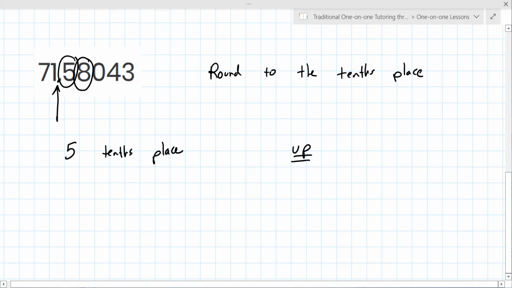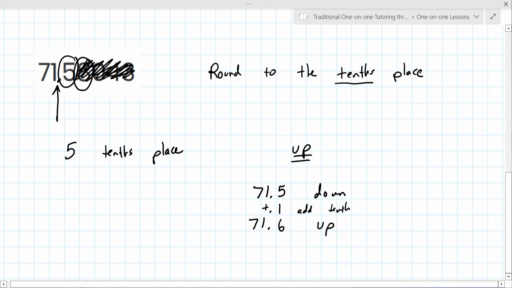If it rounded down, this would be the correct answer, because I told you in the last problem, you just cover up whatever's left over. But if it goes up, it's based on this. You have to add a tenth to that number. So you're adding a number to the tenths position. That's 71.6. That's rounding up.